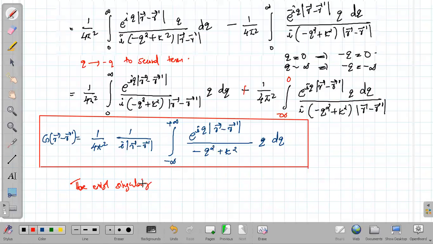So there exists a singularity at which points? Singularity or poles at q equal to plus k, as well as q equal to minus k. If this becomes 0, then it will go to infinity. The integrand goes to infinity, then direct integration would be impossible. The final result would become infinity.